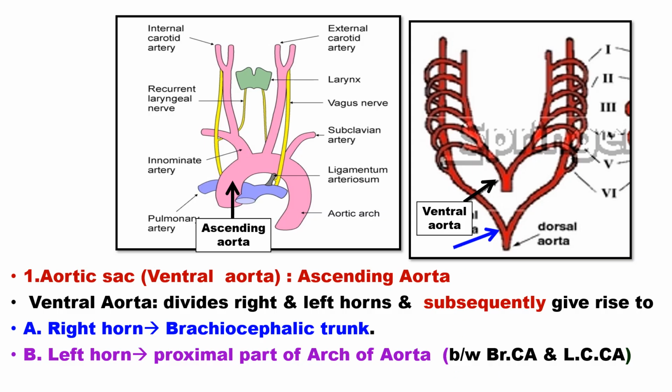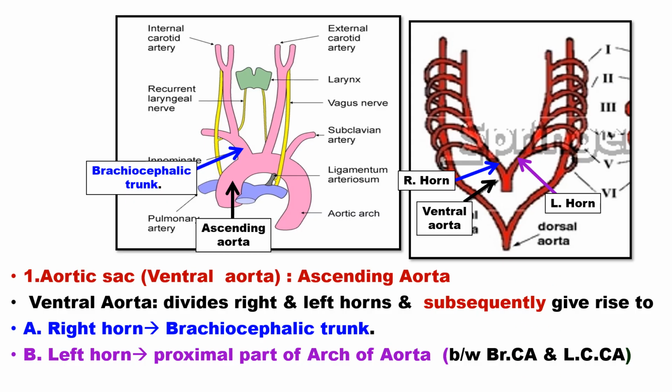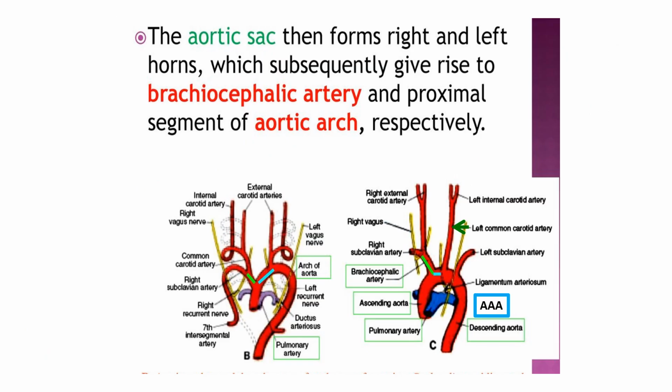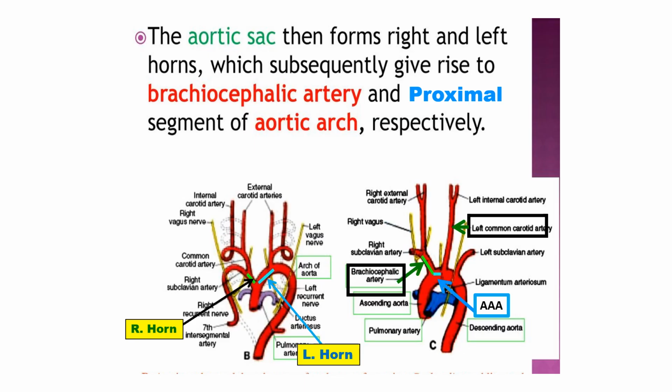The ventral aorta divides into a right horn, which forms the brachiocephalic trunk. The left horn forms the proximal part of the arch of the aorta between the brachiocephalic trunk and the left common carotid artery. So the aortic sac, which has right and left horns, subsequently forms the brachiocephalic trunk, derived from the right horn, and from the left horn the proximal segment of the aortic arch, that is between the brachiocephalic trunk and the left common carotid.